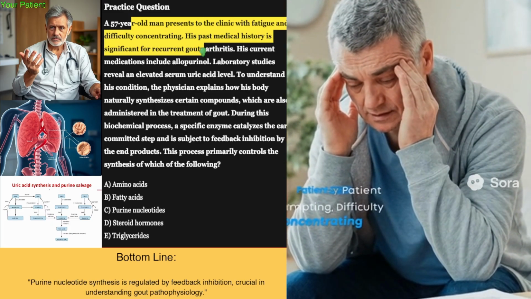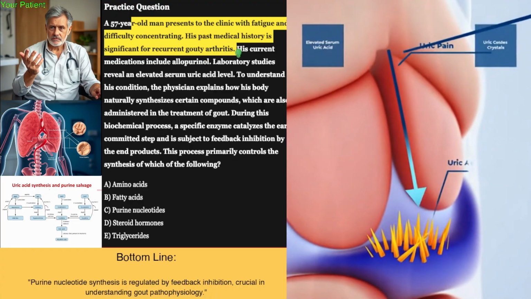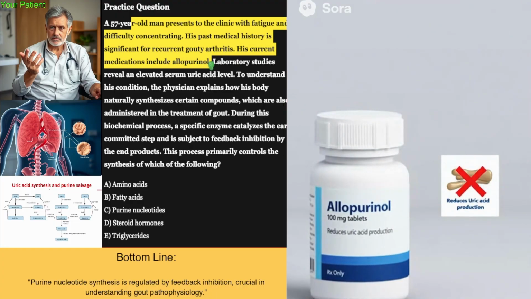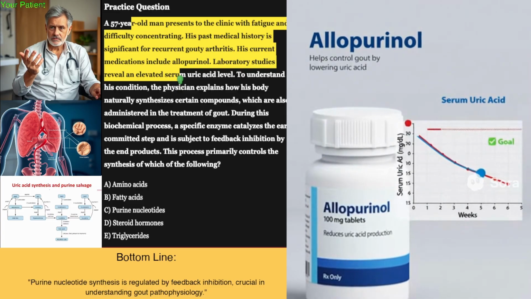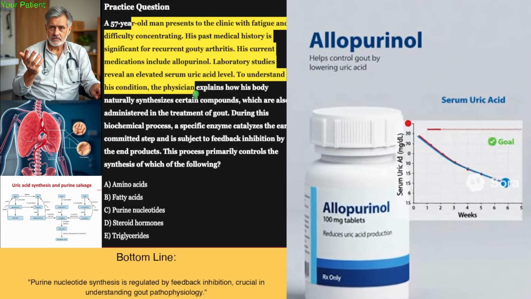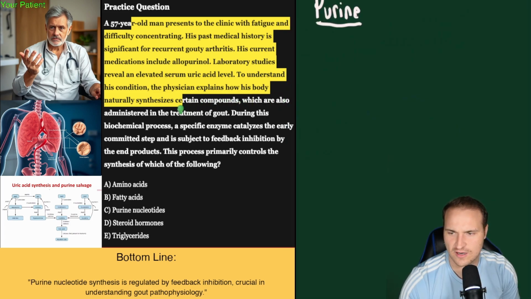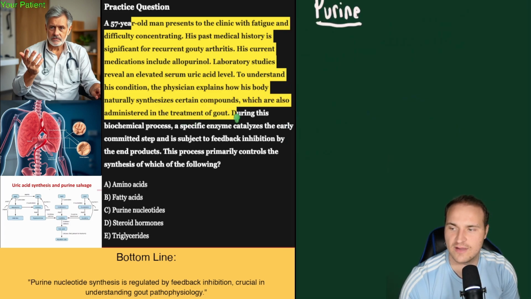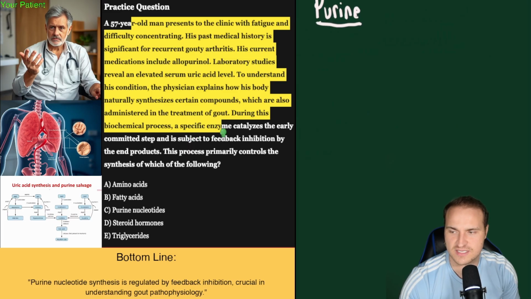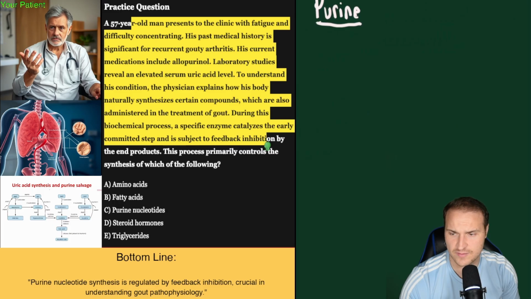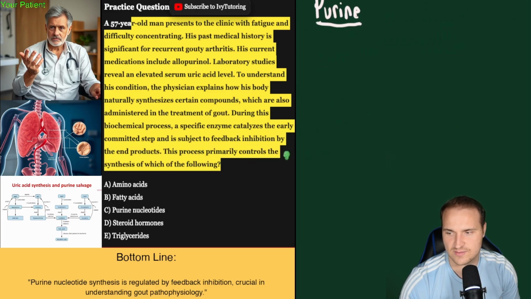Next question, we have a 57-year-old man presenting to the clinic with fatigue and difficulty concentrating. His past medical history is significant for recurrent gouty arthritis. His current medications include allopurinol. Lab studies reveal an elevated serum uric acid level. To understand his condition, the physician explains how his body naturally synthesizes certain compounds, which are also administered in the treatment of gout. During this biochemical process, a specific enzyme catalyzes the early committed step and is subject to feedback inhibition by the end products. This process primarily controls the synthesis of which of the following?